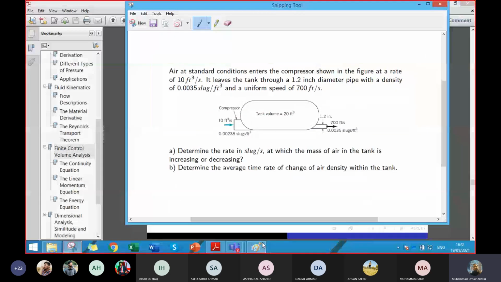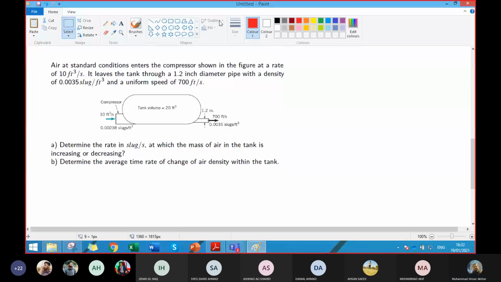What's happening? The air compressor is taking in air at 10 feet cube per second, and the density of the inlet air is 0.00238 slugs per feet cube. The volume of this tank is 20 feet cube, and the outlet is 1.2 inches in diameter, and the velocity of the air coming out from it is 700 feet per second, and the density is 0.0035 slugs per feet cube. The density is increased. And the problem is asking, determine the rate in slugs per second at which the mass of air in the tank is increasing or decreasing. Because we can see that there is an inlet, there is an outlet, but the density is changing. It means that the mass in the tank will be filled. The tank has to fill a volume of 20 feet cube. So is the mass increasing in the tank or decreasing? If these are the conditions, how will you calculate this?